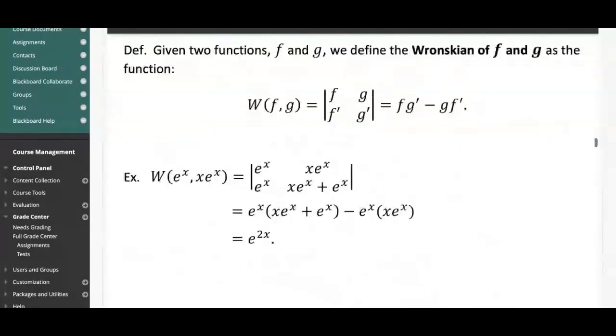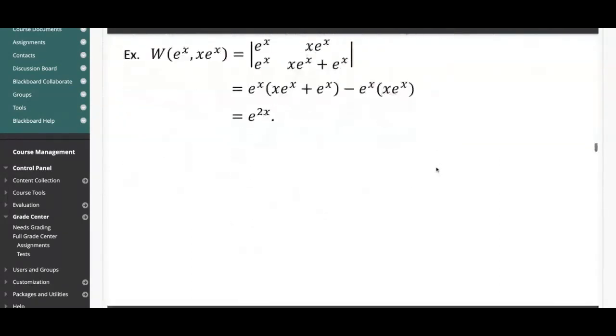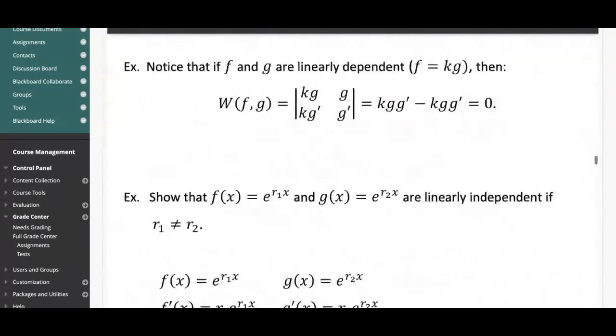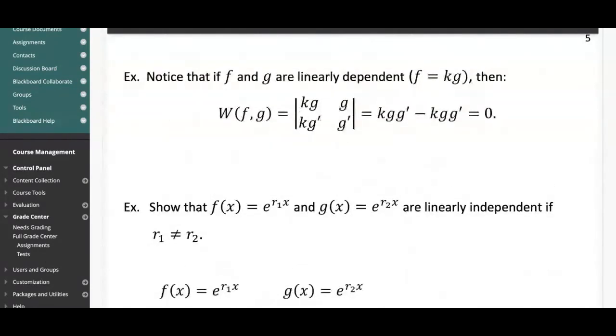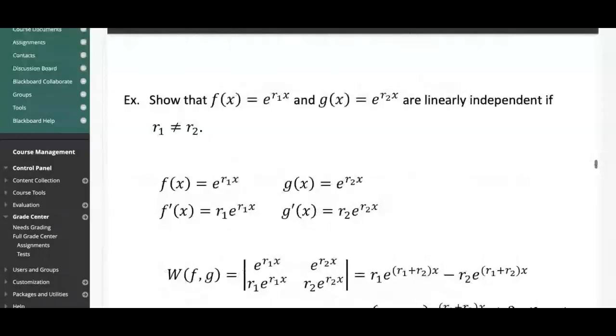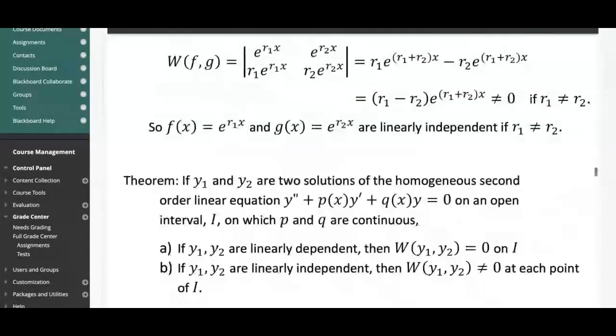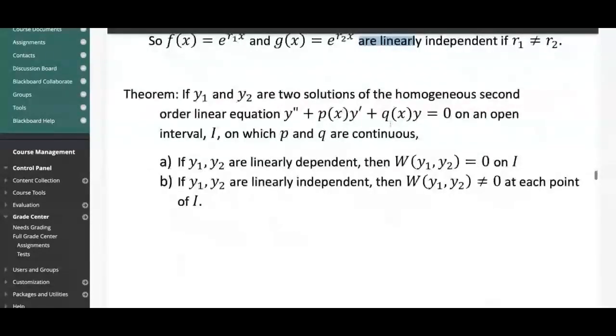We talk about the Wronskian. Yeah, this is the way I remember the Wronskian, right? It's all about the f and g. This one is saying if f and g are dependent, you have this because you get 0. Right, we did talk about this one, right? And I also talked about this theorem too.